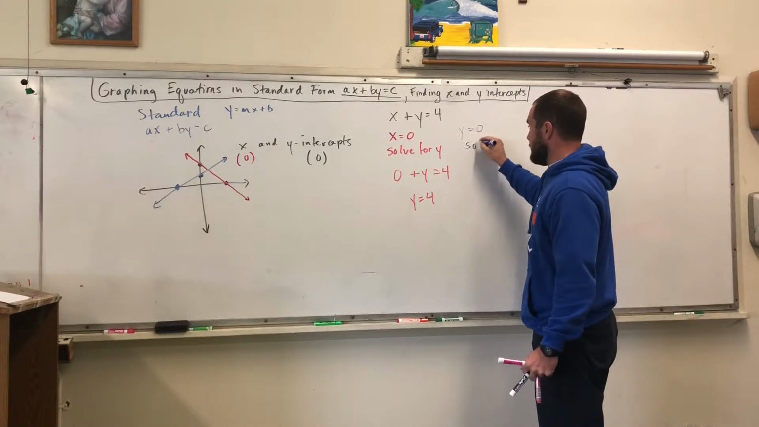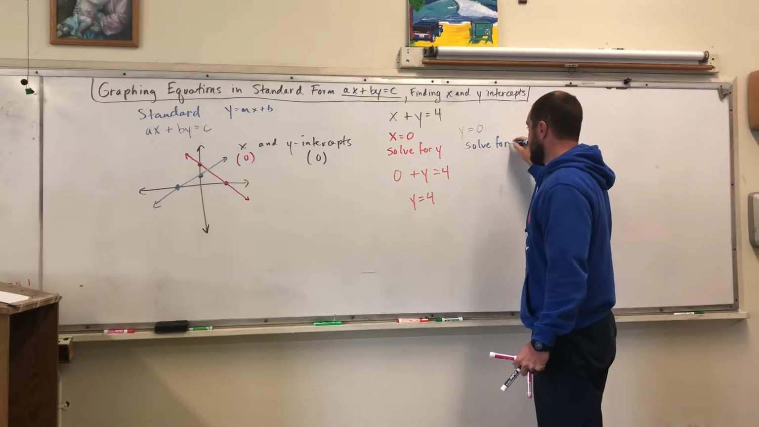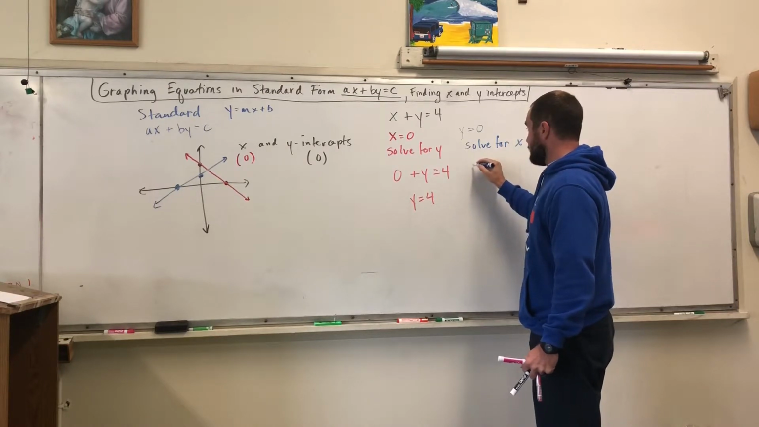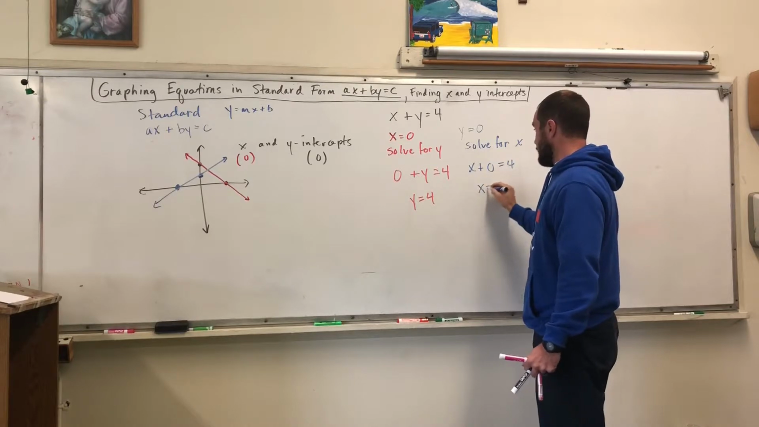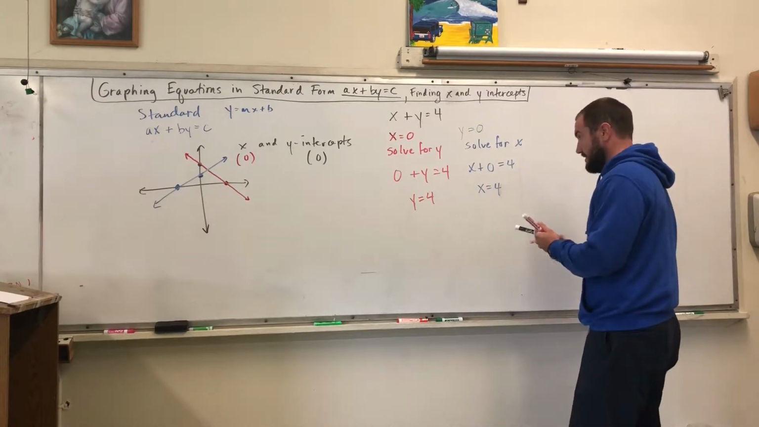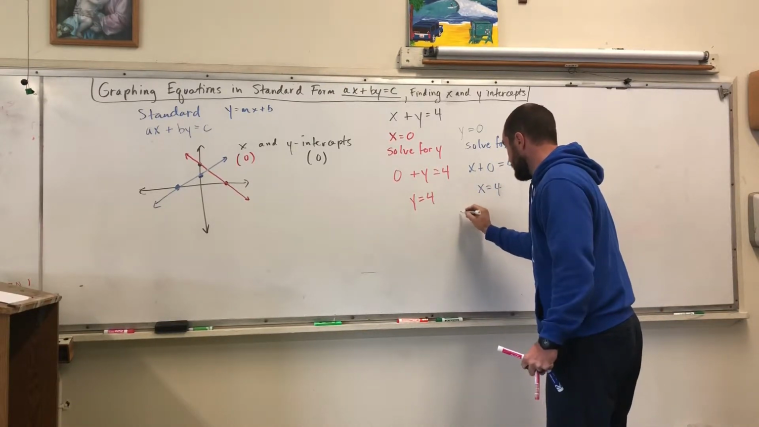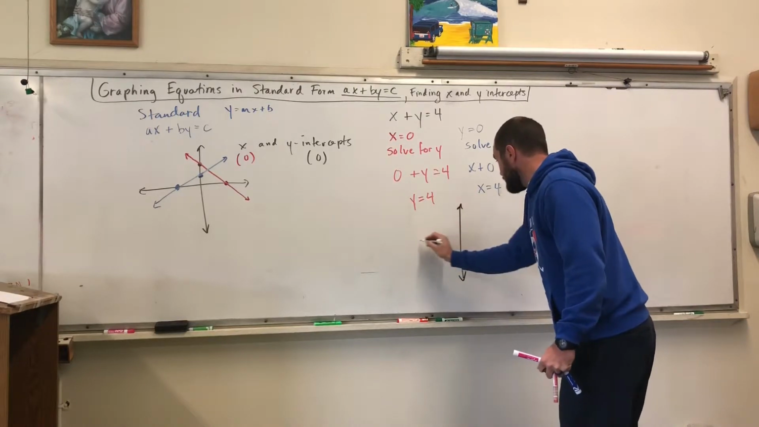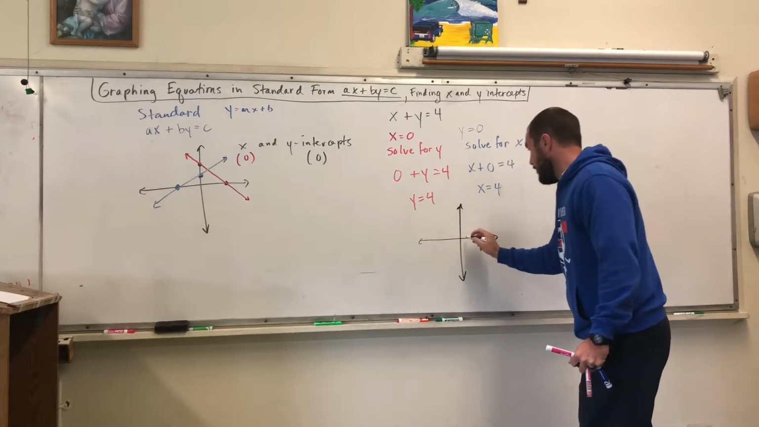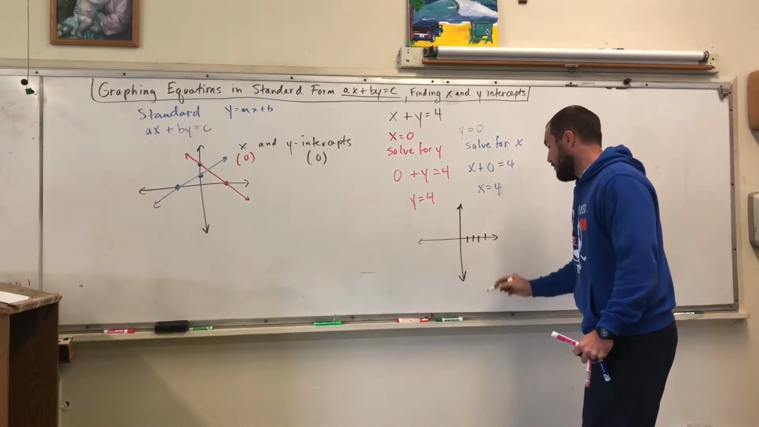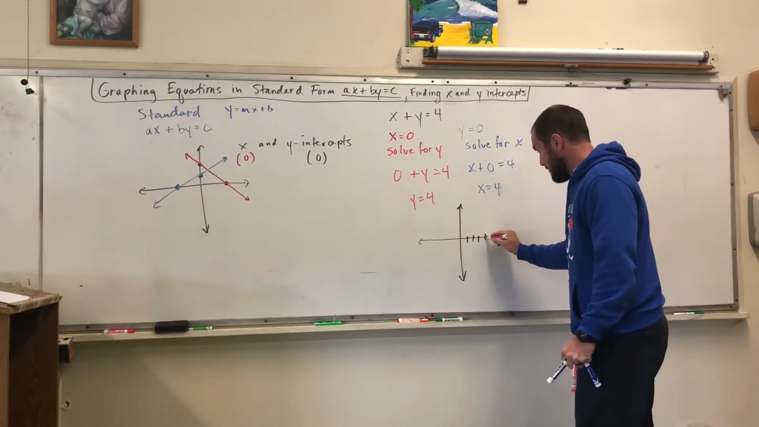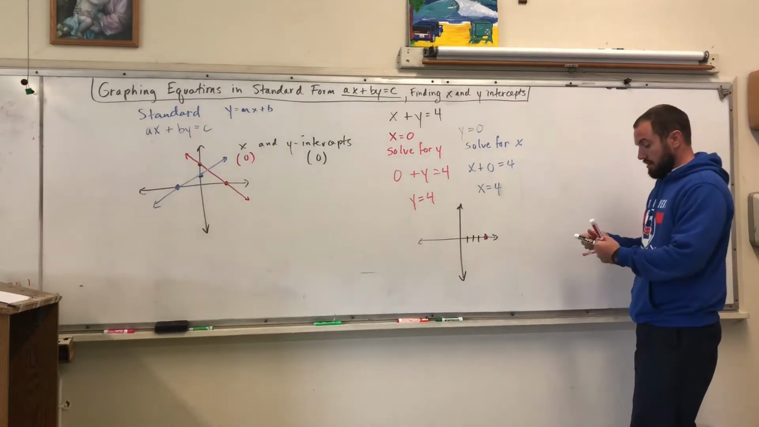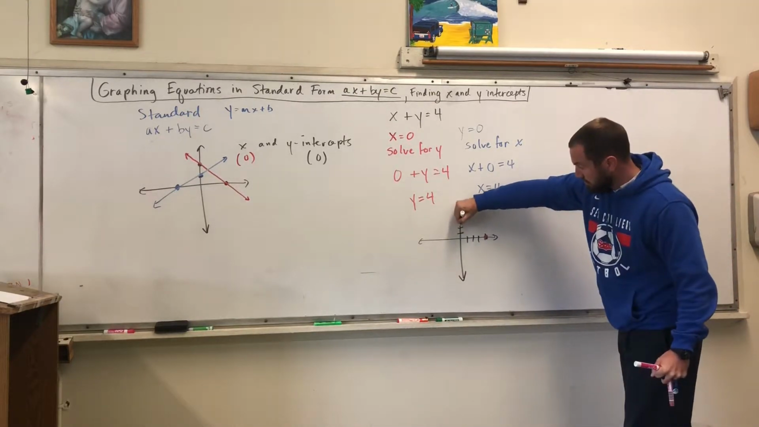Set y equal to 0, solve for x. We get x is equal to 4. And basically the idea here is that you have two intercepts. One at x is equal to 4, and one at y is equal to 4.